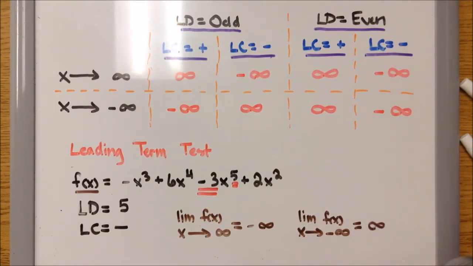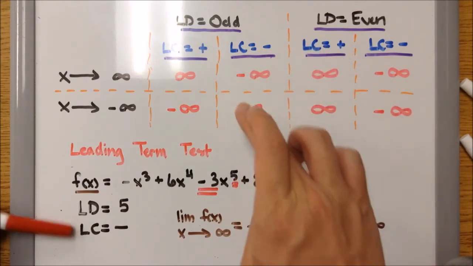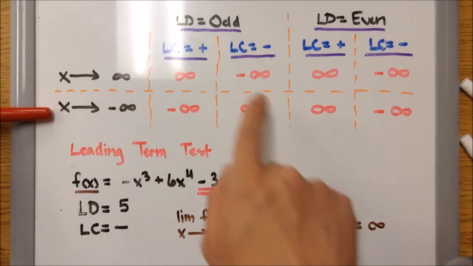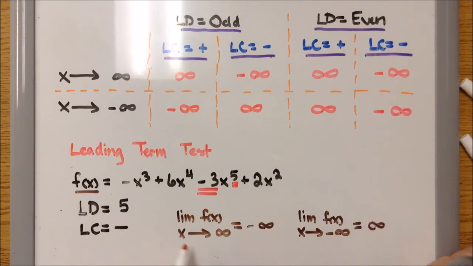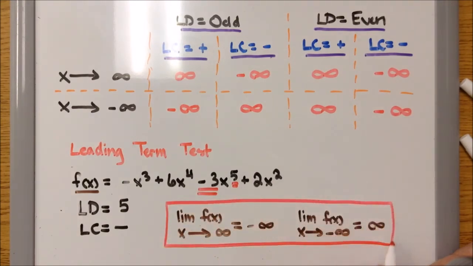So again, to review, odd degree, negative leading coefficient. So we're going to look at these two right here. So the right side equals negative infinity. The left side right here equals positive infinity, or just infinity. So here are our two limit notations for end behavior, the right side and the left side. So again, it does not matter the order. You could do left side first and then right side. But as long as you write correctly, make sure the end behavior matches with the correct sides.